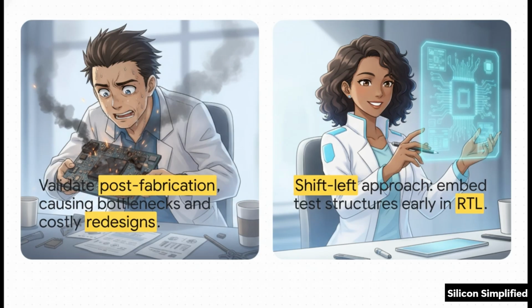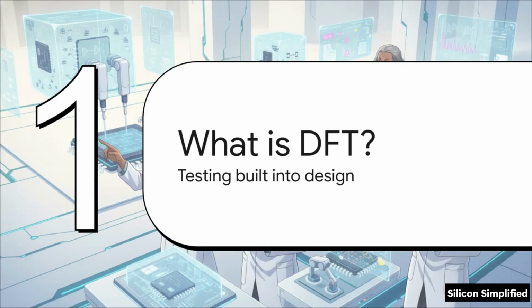The new way, the gold standard for modern high-complexity designs, is what we call a shift-left approach. Test structures are integrated right into the earliest register transfer level, or RTL, development stages. By shifting the testing to the left side of the timeline, you solve problems before they are literally baked into the silicon.